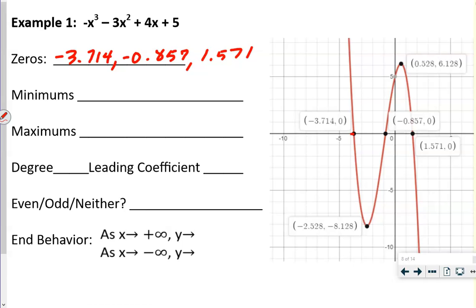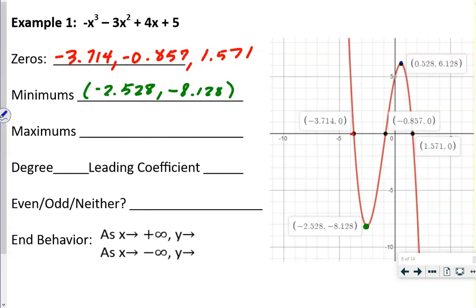So we have one minimum. You guys see it right here? Again, remember, when you're writing minimums, you have to give both the x and the y value. So our minimum here is negative 2.528, comma, negative 8.128. Okay, then we have a maximum as well.